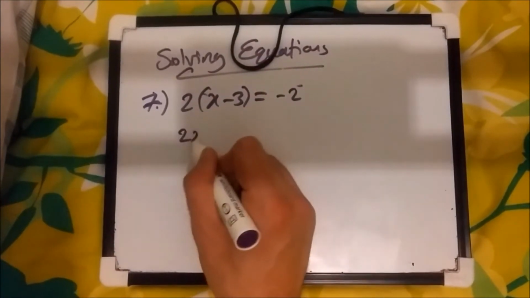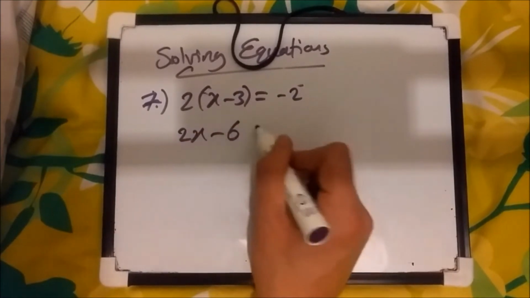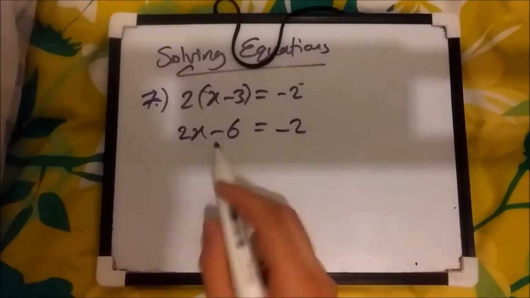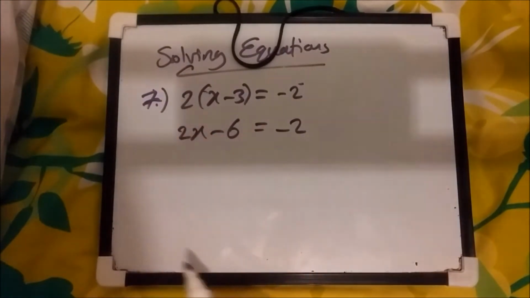So 2 times x will give you 2x. 2 times 3 is minus 6. And copying the right side. So expanding the brackets, you just expand it. It's just multiplying every single term by the number in front.